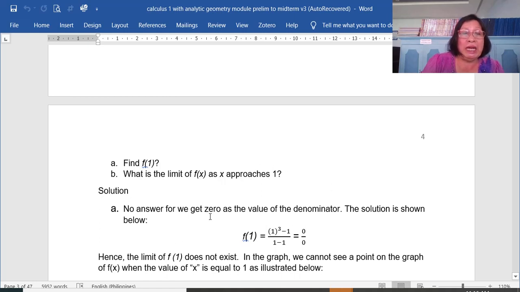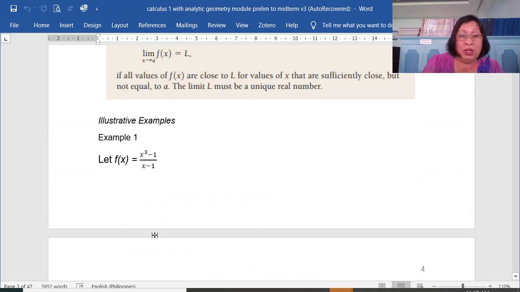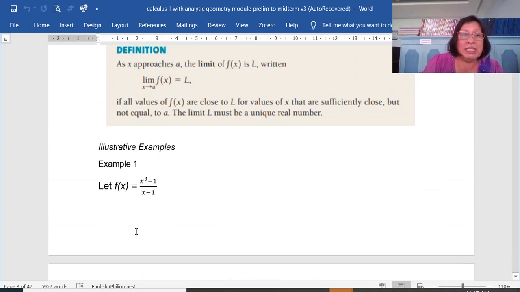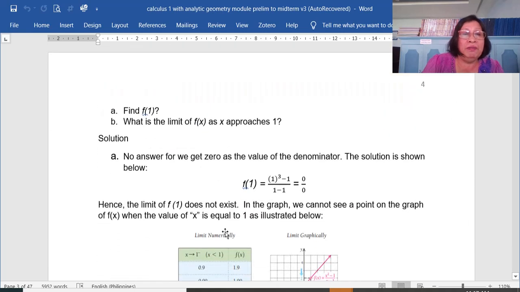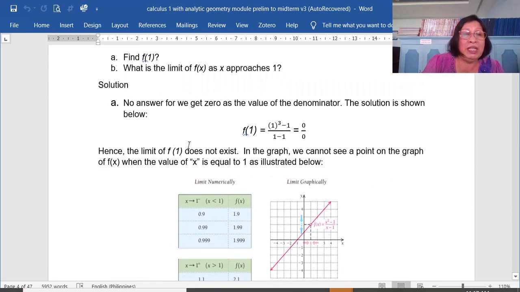And what is the limit of f of x as x approaches to 1? So we have here the answer. We get 0 as the value of the denominator. The solution shown below is 0 over 0. So as x approaches to 1, the value is equivalent to 0. Hence, the limit at 1 does not exist with the graph.